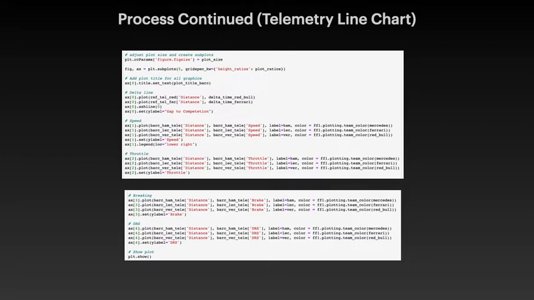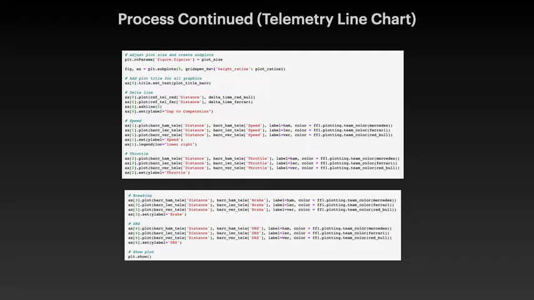I used distance on the y-axis because it shows the track in meters across the x-axis, and then I could use the different variables to plot the y's of speed, throttle, braking, and DRS. Speed shows quite a bit, but DRS shows you a bit about the straight speed.